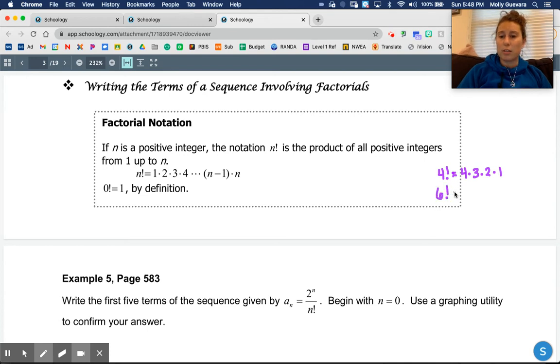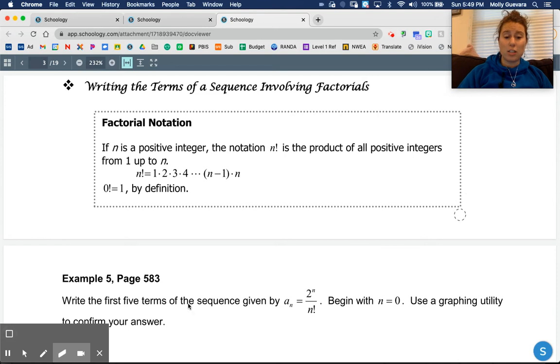6 factorial would be 6 times 5 times 4 times 3 times 2 times 1, right? And so on and so forth. 20 factorial will be 20, 19, 18, 17, you know? So it can get very big very quickly.